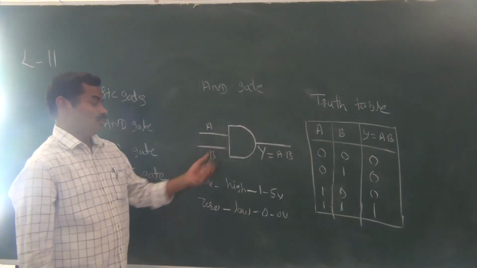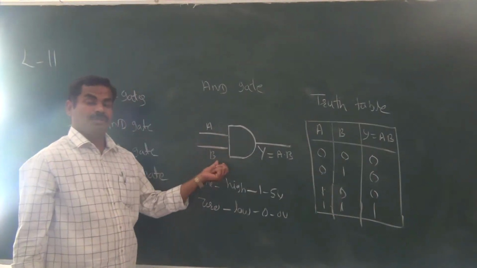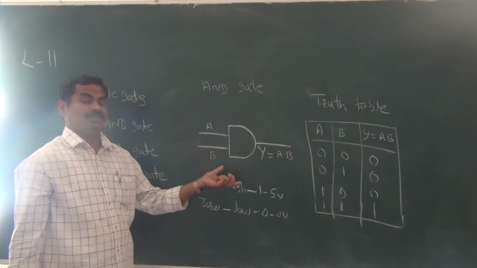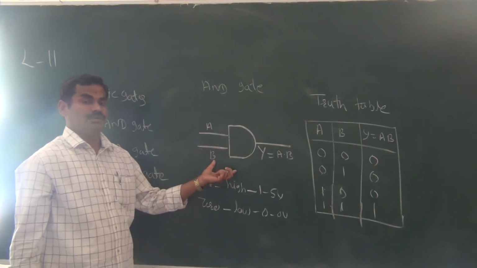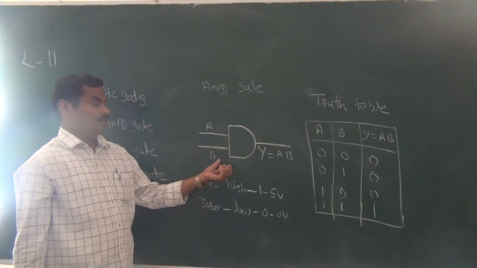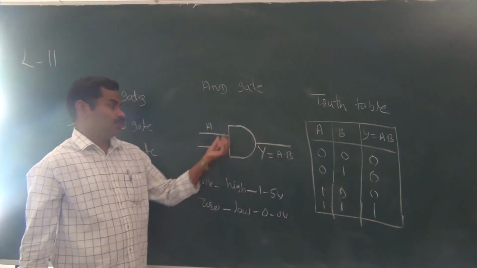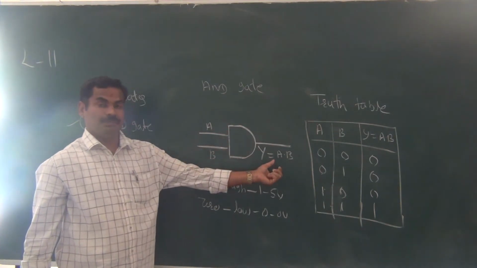It is also called a basic gate. Why are these basic gates? Because by using these gates you can construct any other device in digital electronics. The AND gate is a basic gate. It is used as a multiplier. It has two inputs and the output is A dot B.